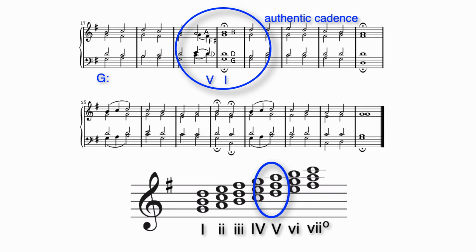Now both the 5 and the 1 chord are in root position. But on the 1 chord, look at the melody. That's not the root in the melody. So therefore, this is not a perfect authentic cadence. Instead, it's an imperfect authentic cadence.